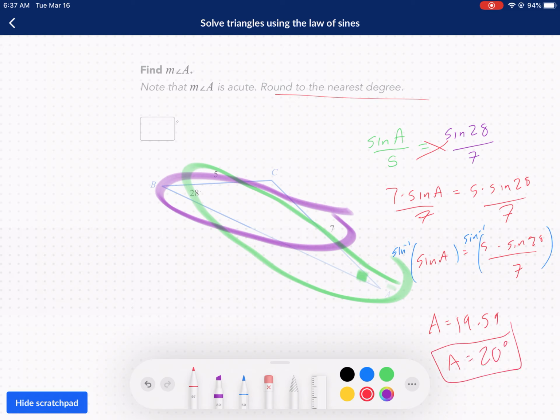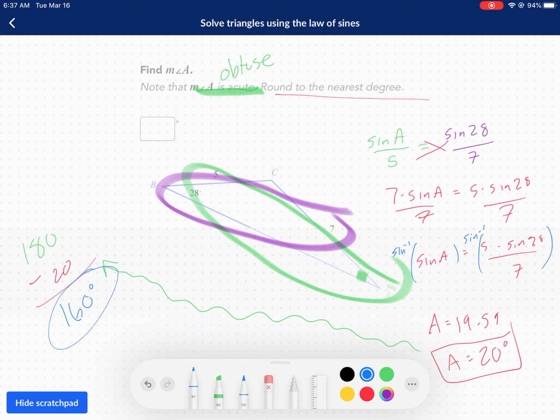Now, let's say it said A is, oops, I thought I had the highlighter. A is obtuse. So if you get a problem that says obtuse, what you need to do is you take this value here, and you do 180 minus 20 to get your obtuse angle. Because clearly 20 is not an obtuse angle, so you're like, oh, this doesn't make any sense. You subtract it from 180 and you get 160. So if it said it was obtuse, your answer would be 160, not 20. Be very careful if it says obtuse or it looks like it's obtuse.